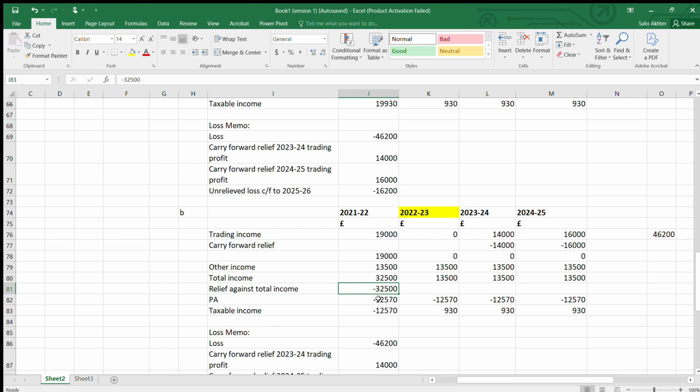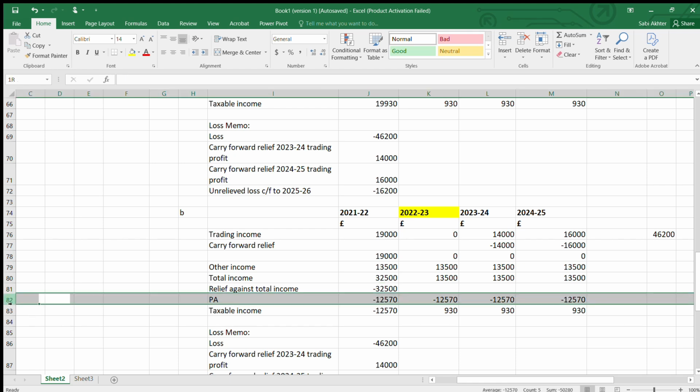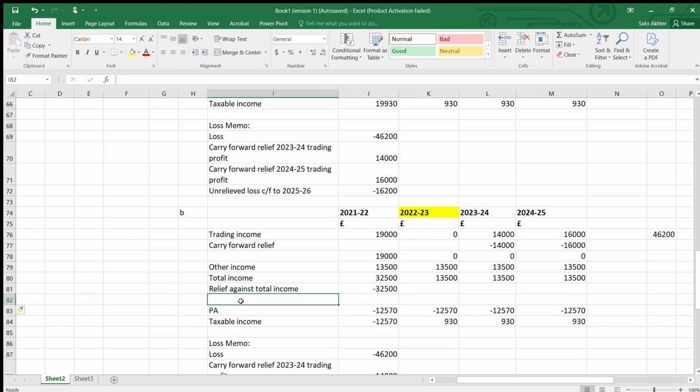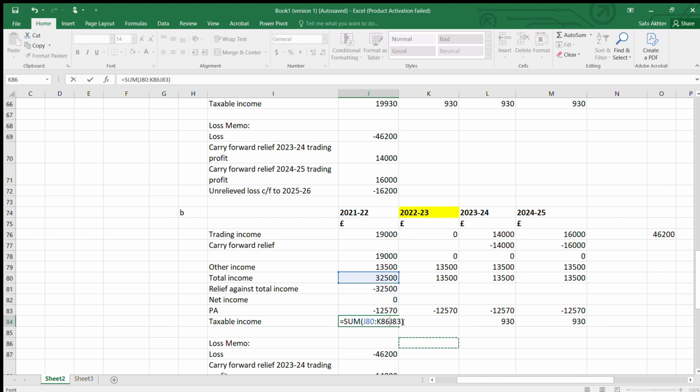If you do net income, another line you need here, net income. Here you are going to do sum function. This. So here when you do the sum function, it is your net income minus personal allowance. See, it is 0 minus this, right? It can't be negative. Your taxable income is nil, 0. Personal allowance is wasted.